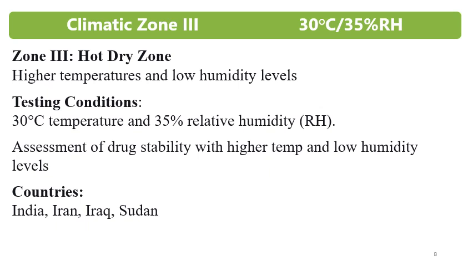As the name indicates, it is a hot and dry zone. So hot means it has higher temperature, and dry means it has low humidity levels. So always remember that zone 3 is hot and dry. And the temperature is 30 degrees Celsius and humidity is low compared to zone 1 and 2. In zone 1 it is 45, in zone 2 it is 60, and now in this zone 3 it is 35.